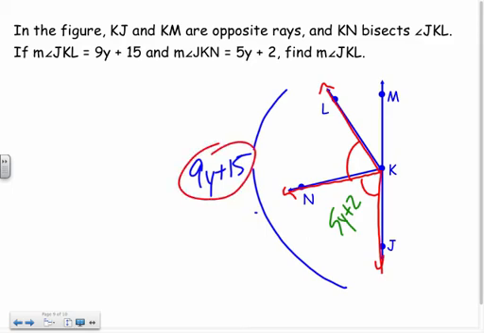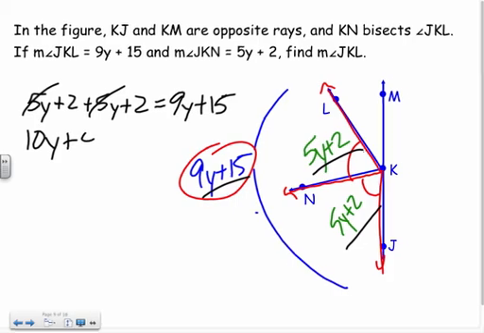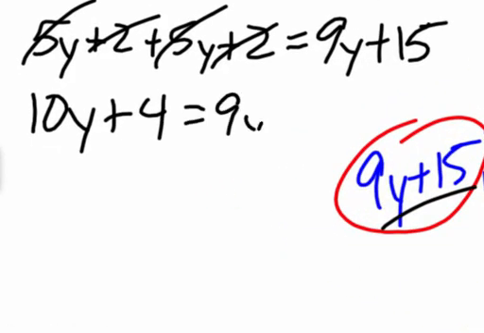So I'm trying to find that, aren't I? If I think about it, what else has to be 5y plus 2? This other one, because KN was an angle bisector. So now I can set up my equation, because these two add up to that. I can say 2 times 5y plus 2, but I'm just going to add them together. So 5y plus 2 plus 5y plus 2. Those two angles add up to my big angle, 9y plus 15. I'm just going through your algebra. Combine my y's for 10y, 5y and 5y. 2 plus 2 gives me 4, and that equals 9y plus 15.